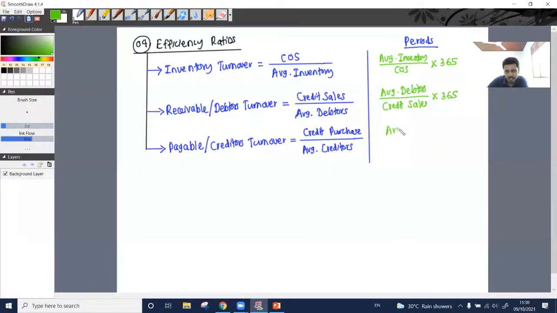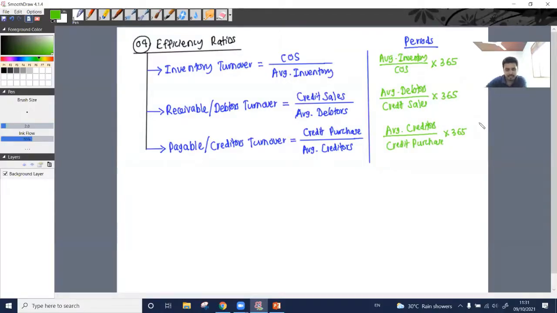Again, we need to interchange the numerator and denominator. Average creditors need to be divided by credit purchase. If we need the answer in days, we need to multiply this by 365. 365. Hey, take 360. How many days are there in a year on average? 365.